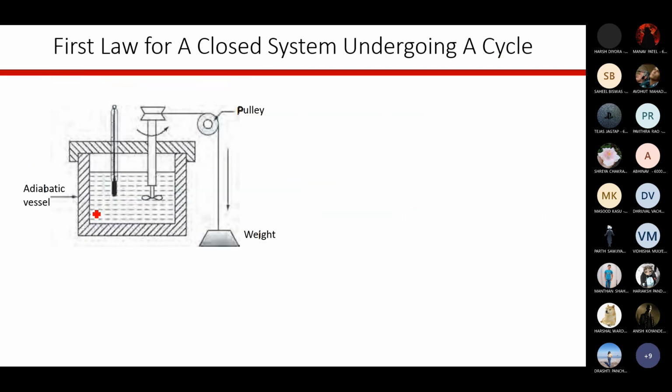Now, moving further, we'll talk about the first law applied to a closed system undergoing a cycle. Look at the experimental setup. This is the famous experiment conducted by the scientist Joule, so people call this Joule's experiment as well. What is done here is you are taking an adiabatic vessel. So this is your adiabatic vessel. The moment I say adiabatic, this word indicates no heat transfer.